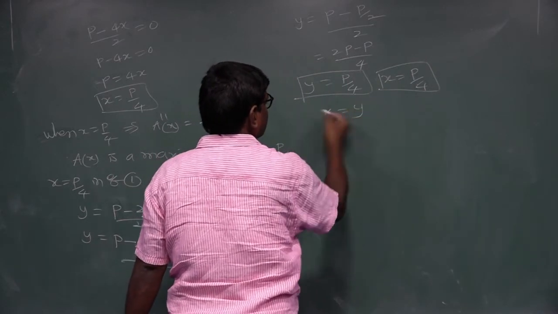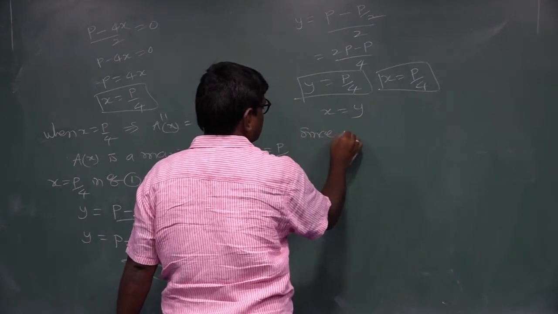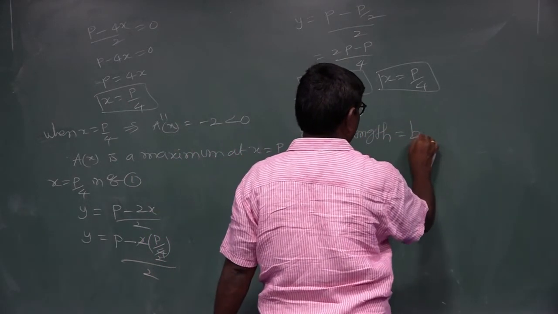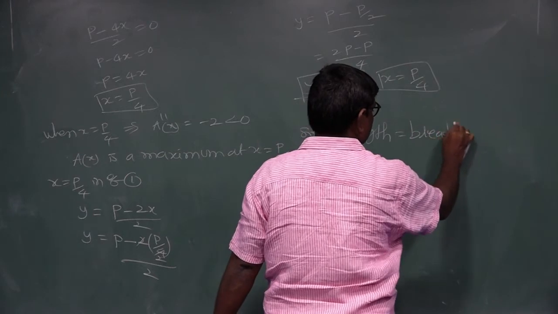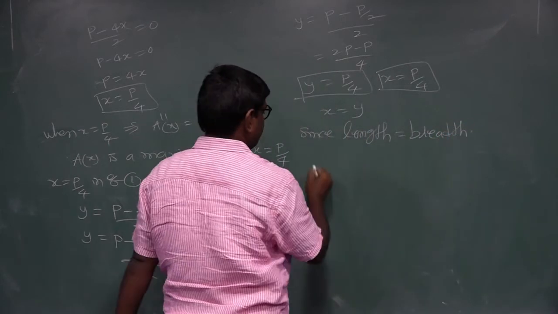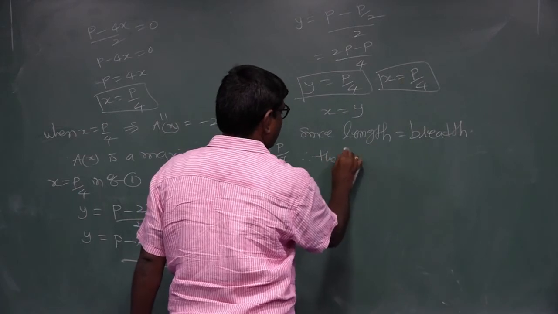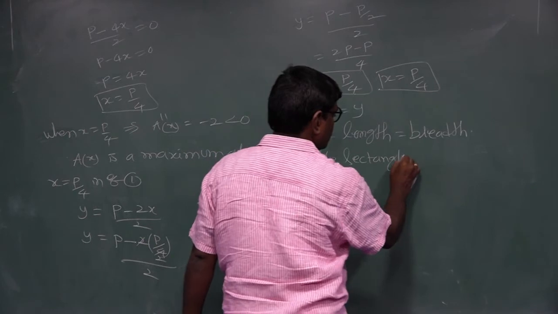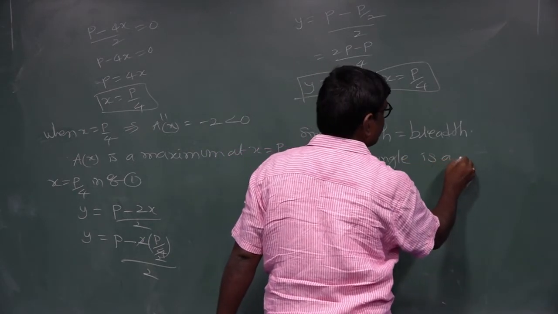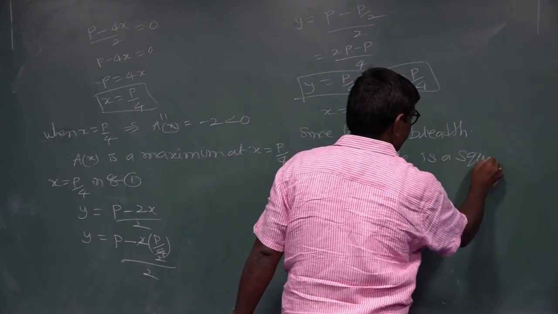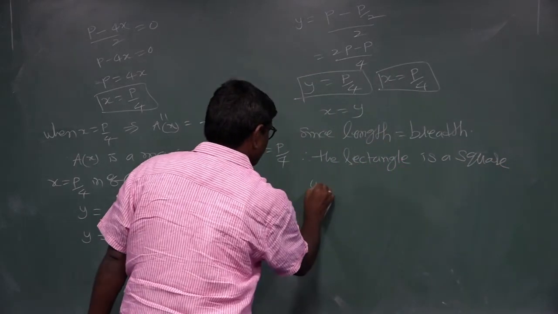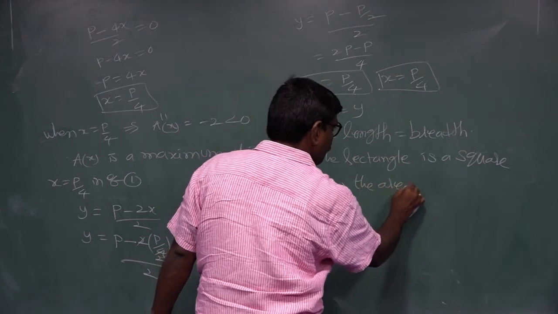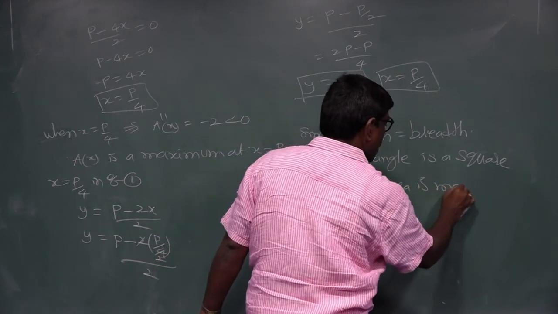x equal to y, since length equal to breadth, since the rectangle is a square when the area is maximum.